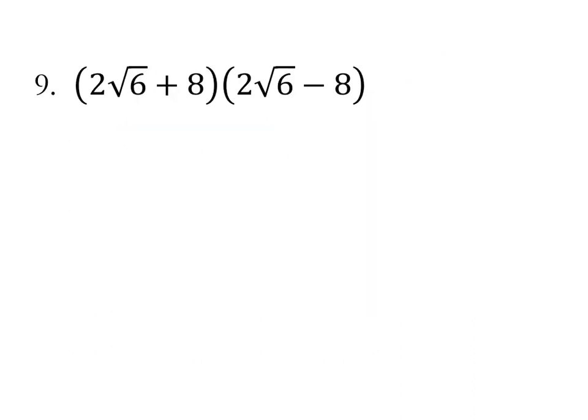Alright, the last one we're looking at is 9. This one is a conjugate, so this one we will do the shortcut. I know it's a conjugate because when I'm looking here, these have the opposite signs. Everything else is the same. So I can do the shortcut and do a squared minus b squared. So it's going to be 2 radical 6 squared minus 8 squared.